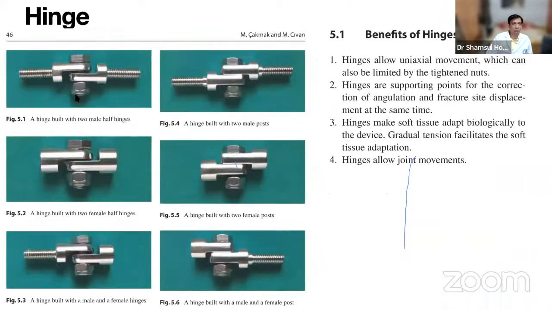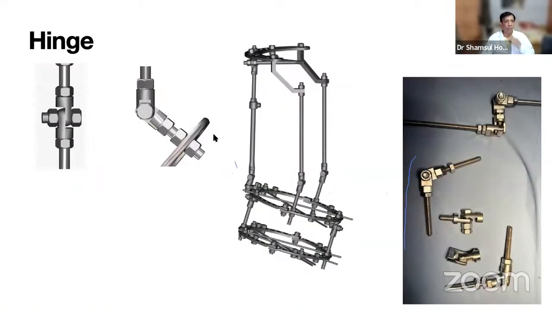So these are different positions of the hinges. This is the one hinge built with 2 male half rings, hinge built with 2 male posts, hinge with 2 female half rings, hinge made with 2 female posts, made with 1 male and 1 female, and with 1 male and 1 female. So these are the different possibilities of the hinges. You can have multiple uses of this. So these are different uses of the hinges for different points. For the deformity correction, it has a very important role, for making it as a distractor also, as for the correction also.